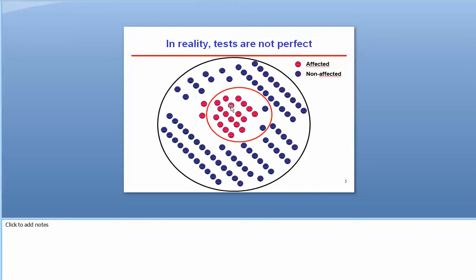As I said, in reality, tests are not perfect. So a test may detect most of the reds but leave out a few. Here it's two. And of course, it may include some of the non-affected ones as well. That's how it is, but you must try as much as possible to include only the red ones. You need to have the circle like this, right? All right, let's go to the next one.